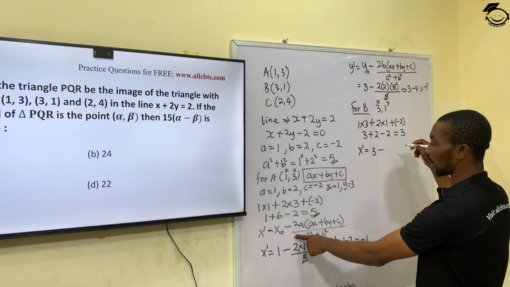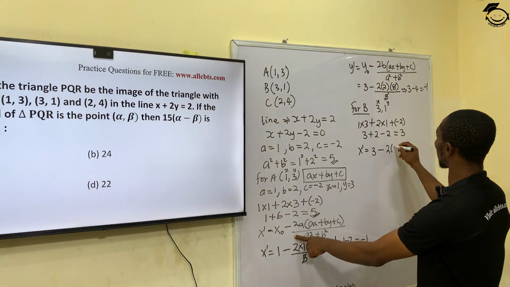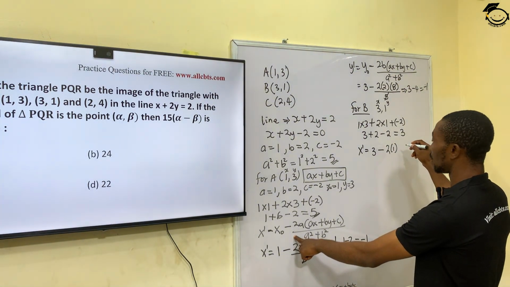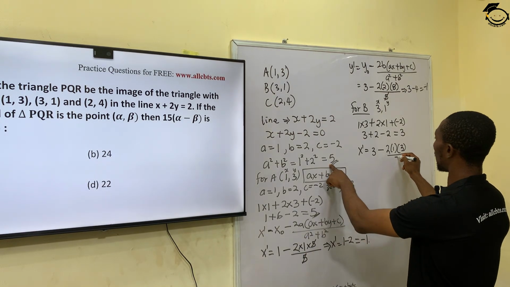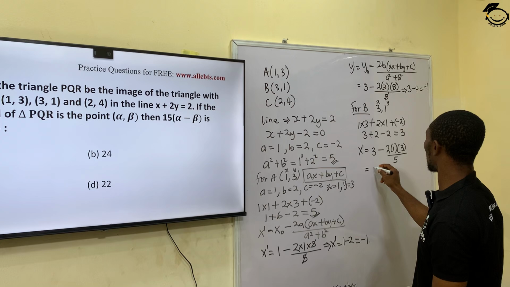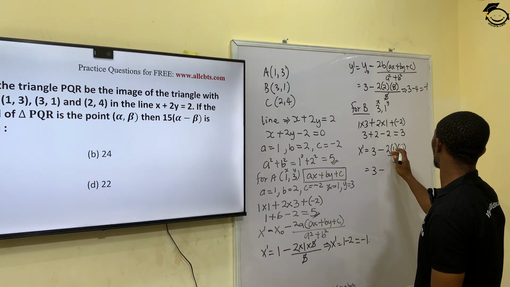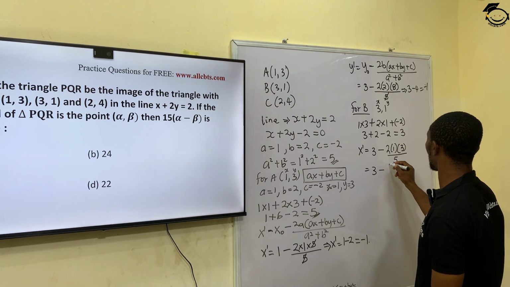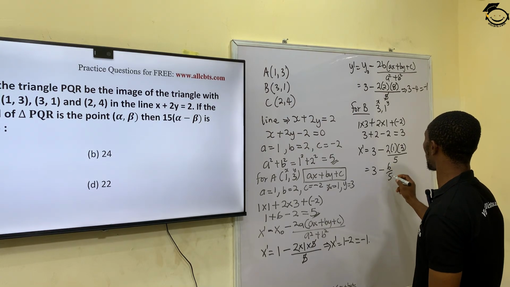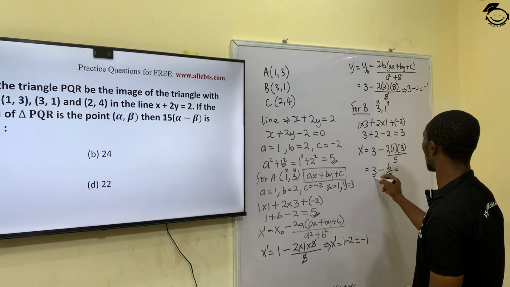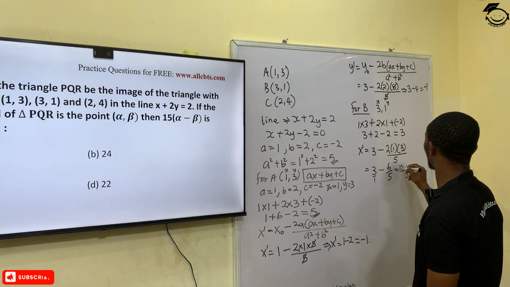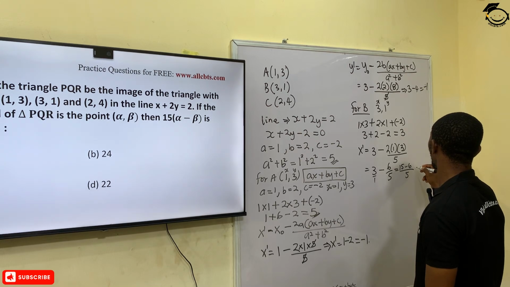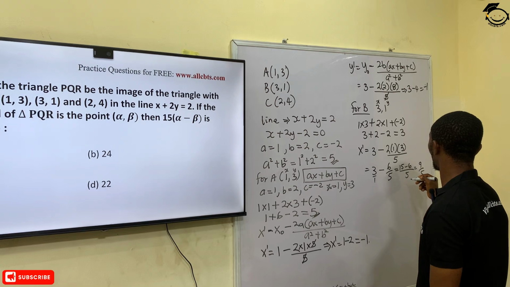Okay, now coming back to our x bar, we are having it as 3 minus, using this formula, 3 minus 2 bracket 1 bracket 3 all over 5. We have it as 3 minus 2 times 3 is 6 over 5. When we solve this out, this becomes 15 minus 6, which will be 9 over 5.